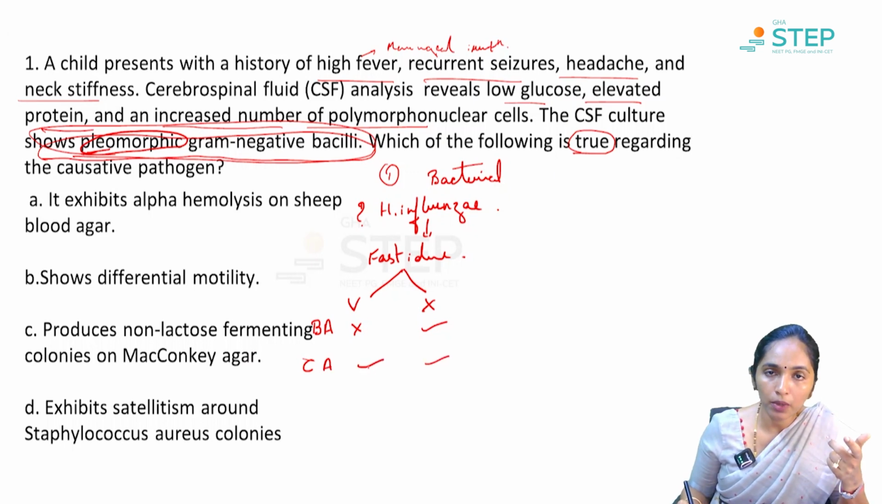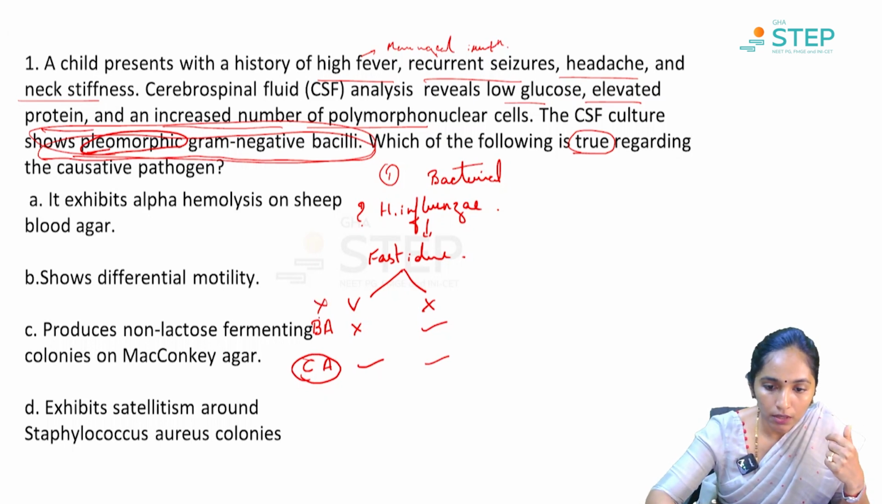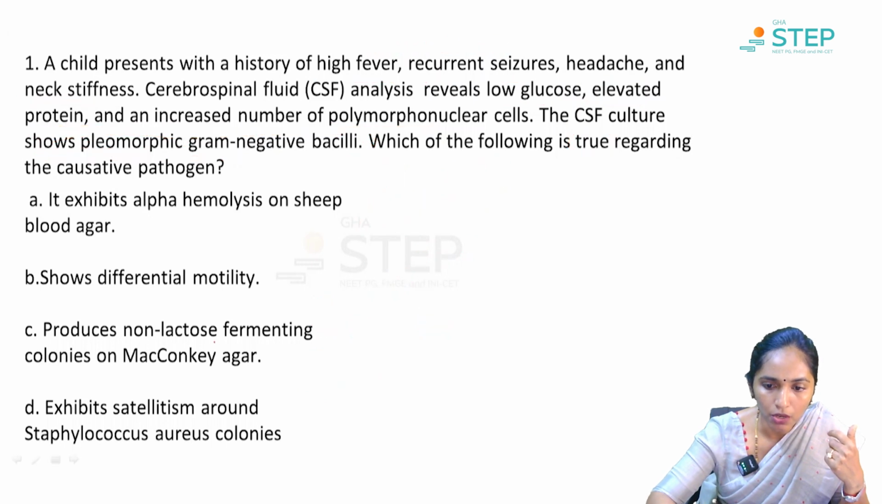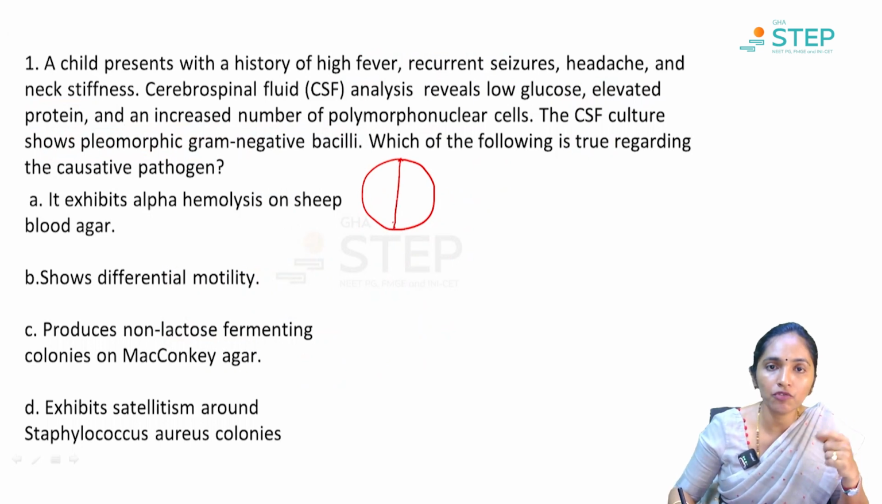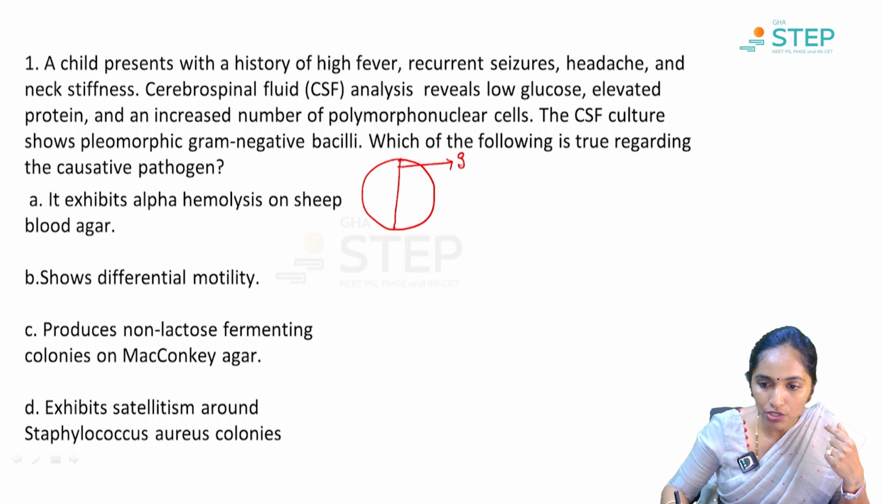Therefore, where do they grow well? They grow well on chocolate agar, but not on blood agar. So to make them grow on blood agar, what do we do? We take a blood agar plate. Then we streak an organism in the center which releases factor V. Factor V is not there in blood agar. Which is this organism? We use Staph aureus.